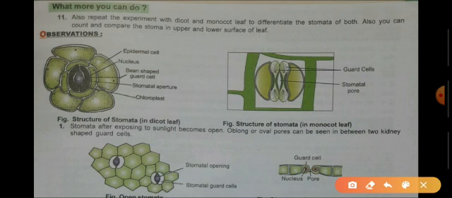These are all about the activity. Stomata can be seen in the leaf peel when it is mounted upon the stage of the microscope.